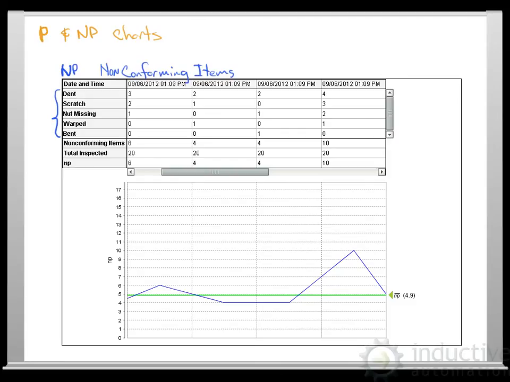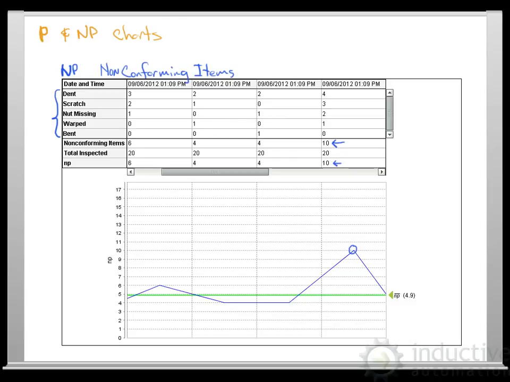So this 10 here is the total number that were non-conforming for this sampling period, where we inspected 20 of them. 10 of them were bad for these reasons. That 10 is plotted here. So that's pretty straightforward. This tells you total inspected, and this tells you the number non-conforming. So this number equals this number in all cases.